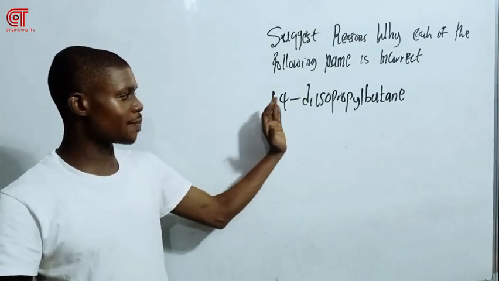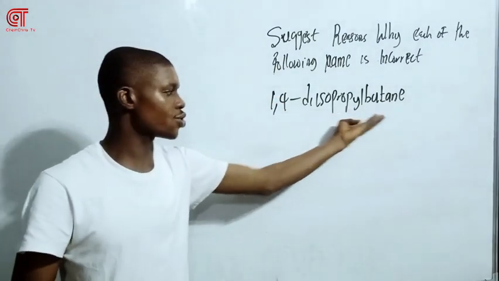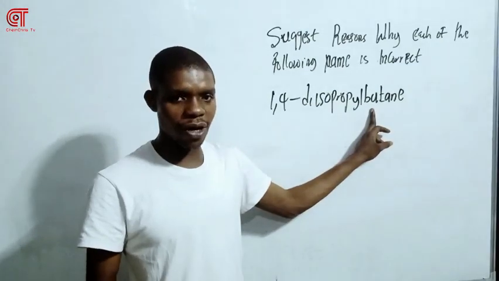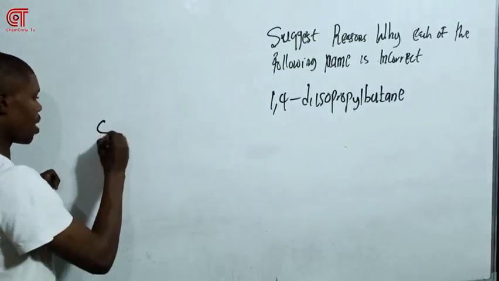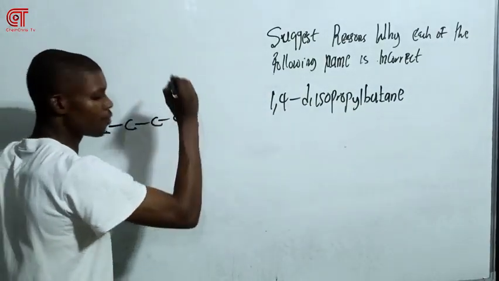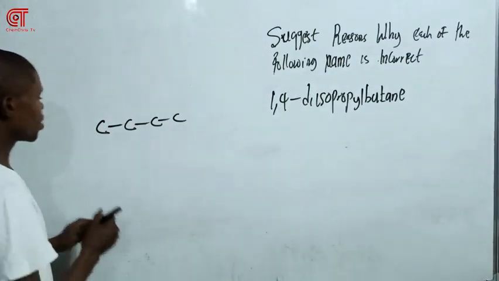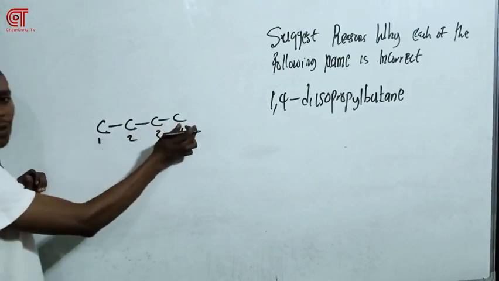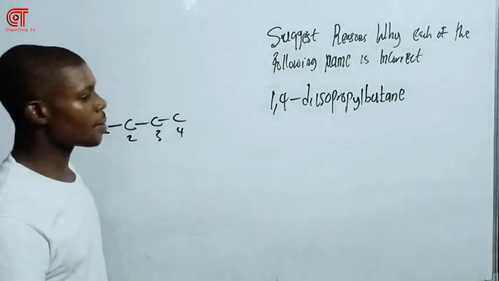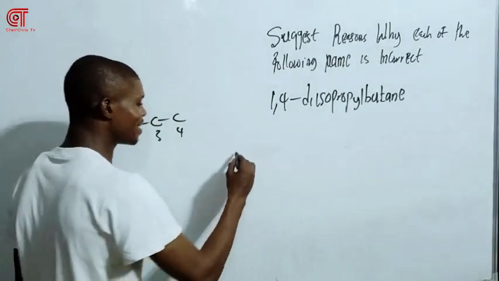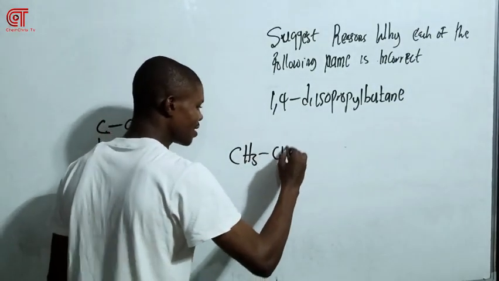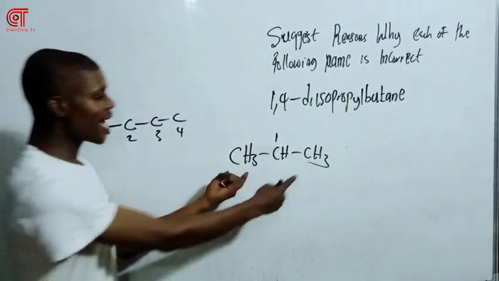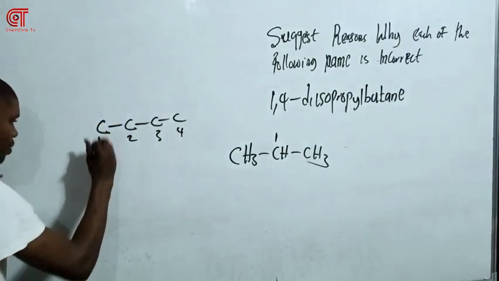So if you follow this pattern here, and you want to draw the structure, we have butane. Butane means how many carbons? 4 carbons. Here we have 1, 2, 3, 4. Now, if I start from here, 1, 2, 3, 4, here is my carbon 1, here is my carbon 4, right? When we talk about isopropyl, it is CH3, CH3. This is called isopropyl. Then this isopropyl is our carbon number 1.